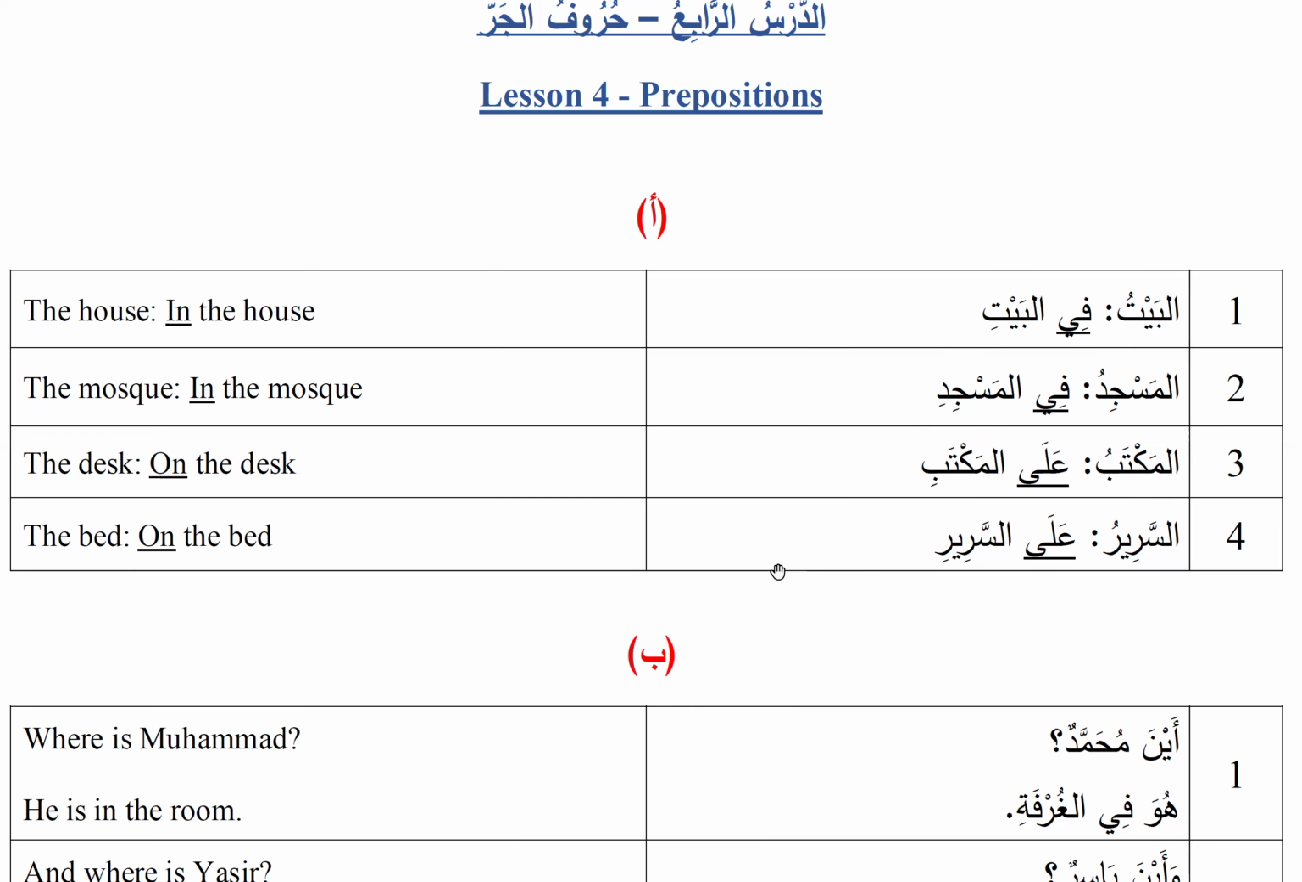Al-maktabu, the desk. Another preposition we're going to learn, harf jar, is ala. Ala means on. Ala al-maktabi, on the desk. As-sariru, the bed. Ala as-sariri, on the bed.